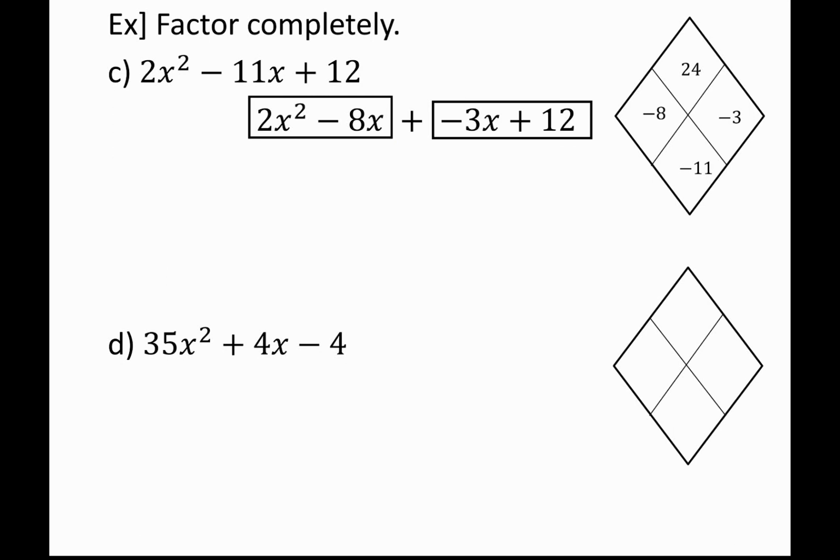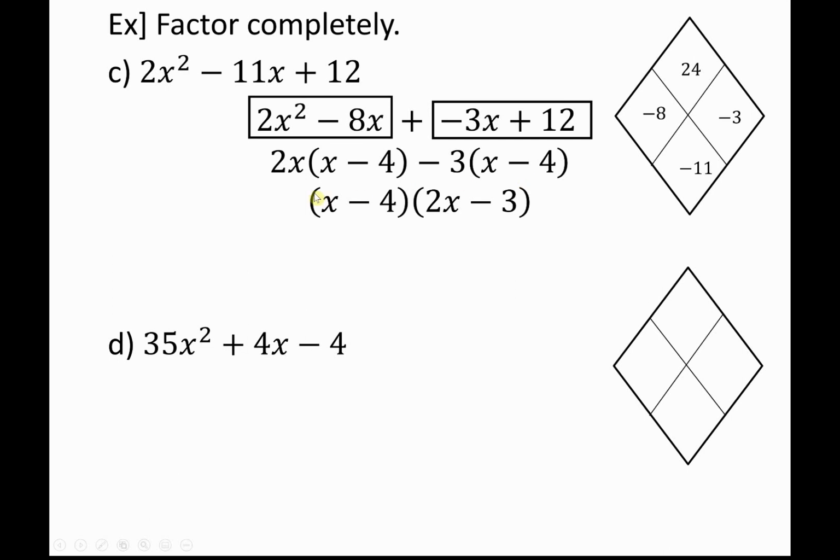The GCF of the first grouping appears to be 2x. The GCF of the second grouping appears to be -3, okay? Because that first term in the second grouping is a negative number. Okay, so pulling out those common factors, we get a common binomial factor of x minus 4. Pull it out in front, and you're left with the second quantity being 2x minus 3, as shown.